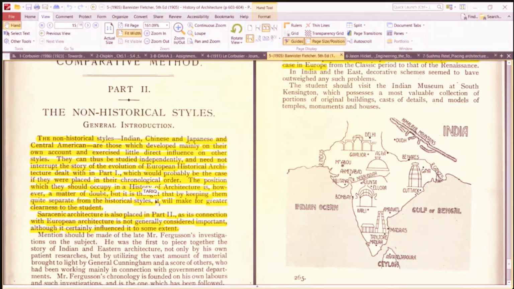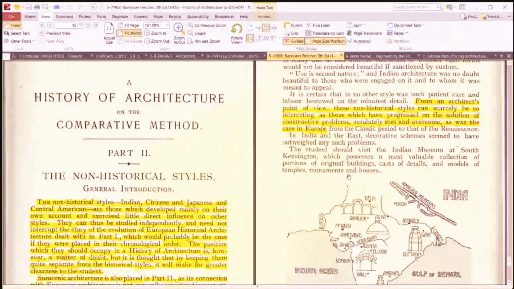The position which they should occupy in the history of architecture is, however, a matter of doubt. In other words, it's questionable whether history should even mention these people in this architecture of the non-West. What Corbusier calls the primitive. It's questionable whether it even deserves a mention. Saracenic architecture, in other words, the architecture of Islamic civilizations, is not generally considered important, although it certainly influences it to some extent. Okay.